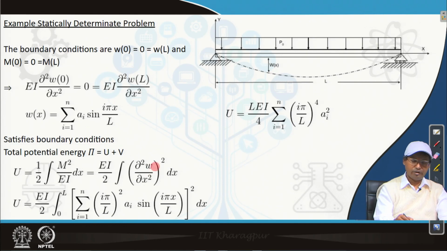So, its simple derivation is considered here, and from 0 to L, as usual, it is integrated, and the square of all those things. I hope that you will be able to carry this out, and finally we get the strain energy as U equals L E I by 4 summation i equals 1 to n, (i pi by L) whole to the power 4, A i square.